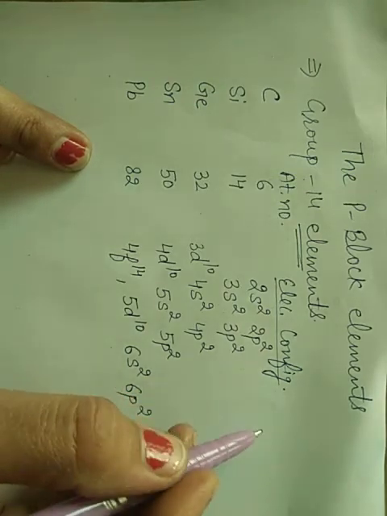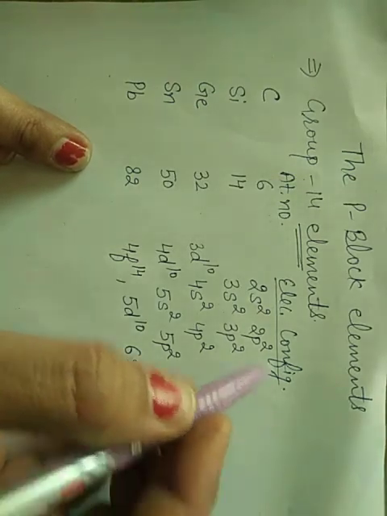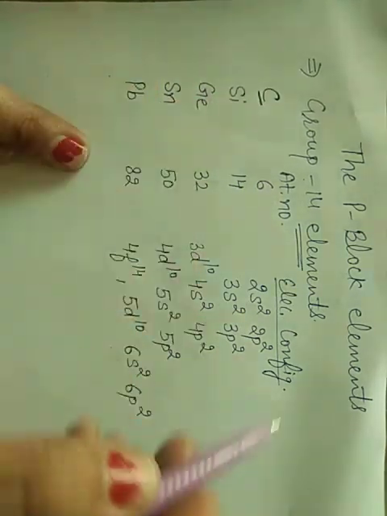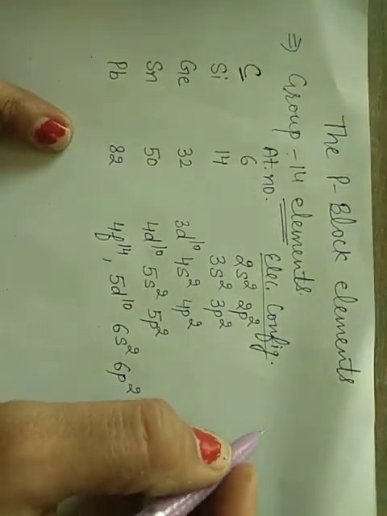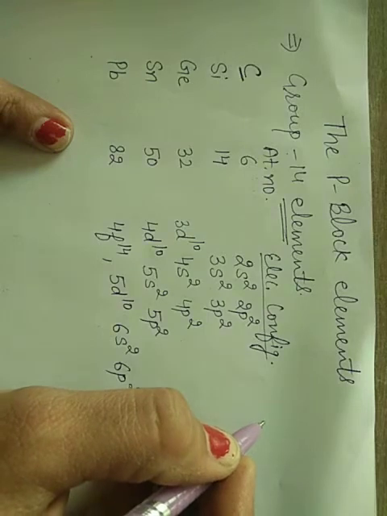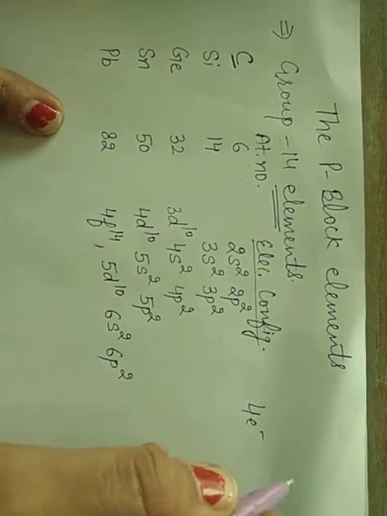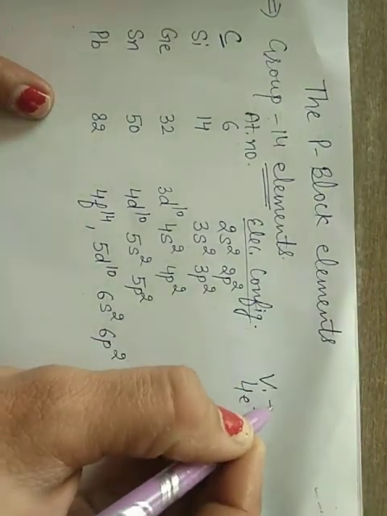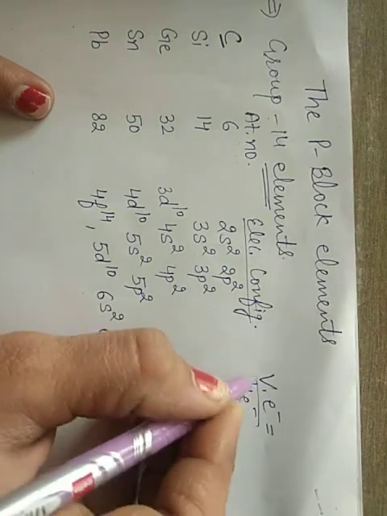So all these carbon family elements have 4 electrons in their valence shell, means valence electrons are total 4.